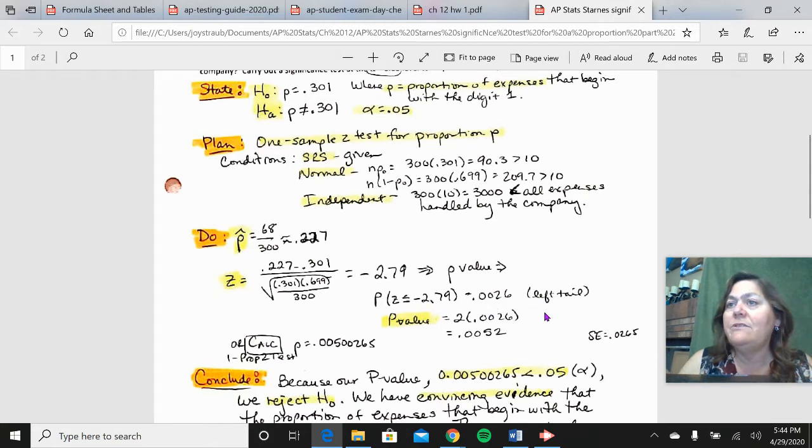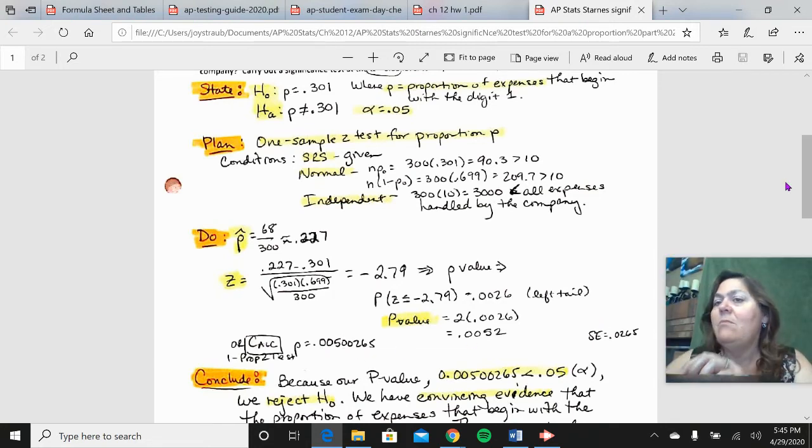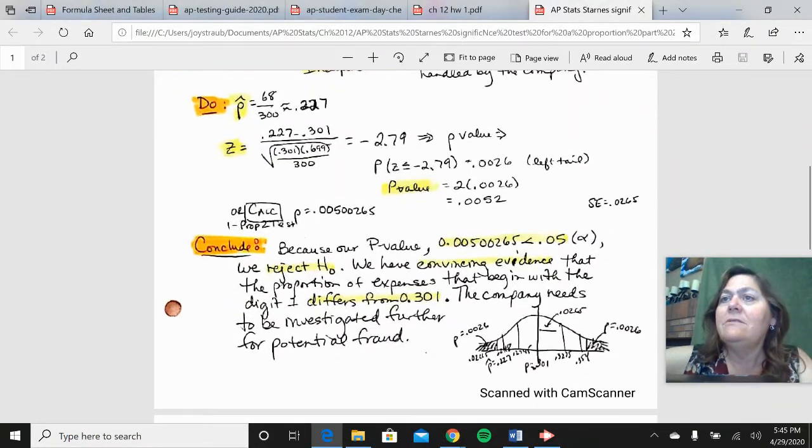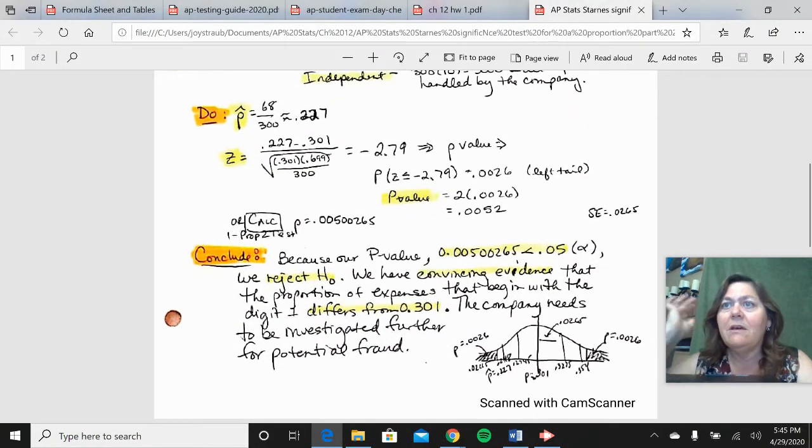It's two-tailed, so when you get your p-value, you times it by 2. I did off on the side calculate my standard error, this denominator right here, to help me know how to mark off my sketch. If you did it in a calculator, you got 0.005, very similar, just more exact. Okay, so now we can run our conclusion because our p-value is definitely less than 0.05.